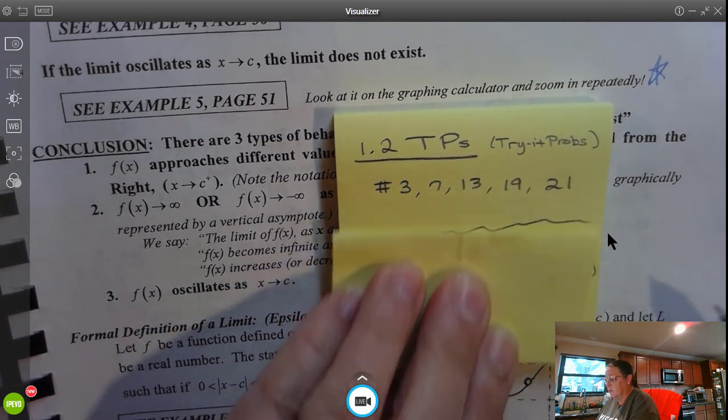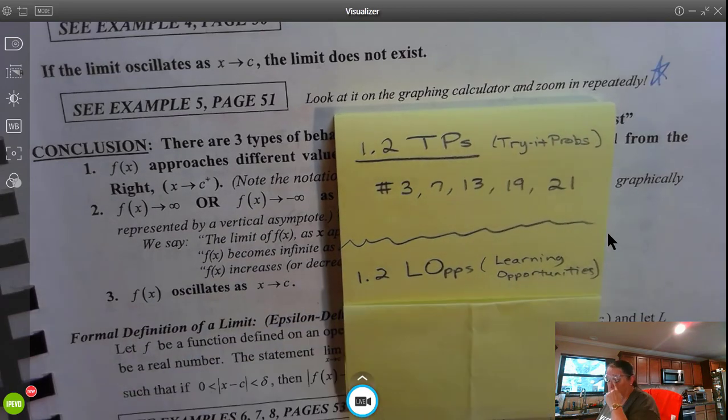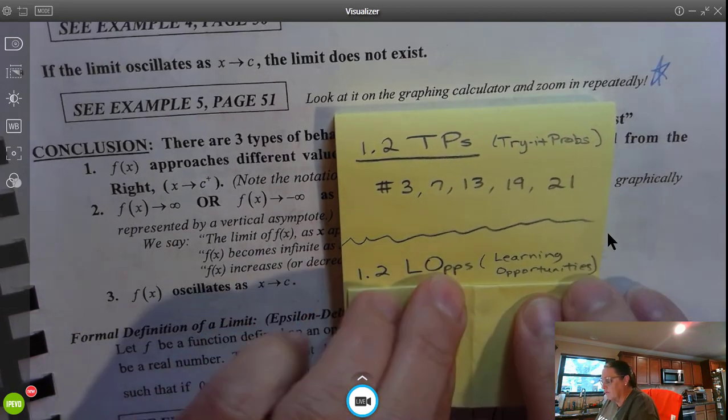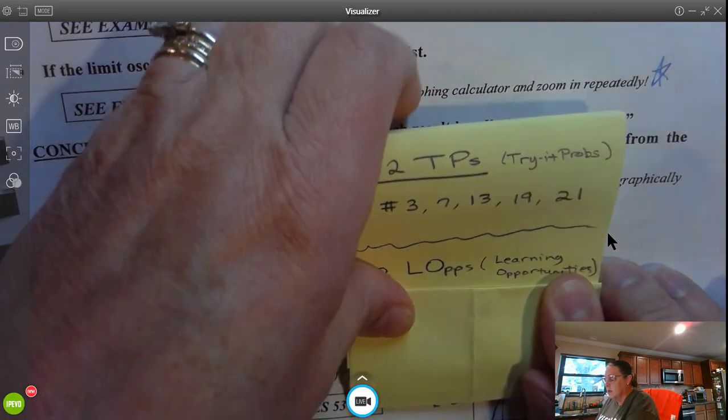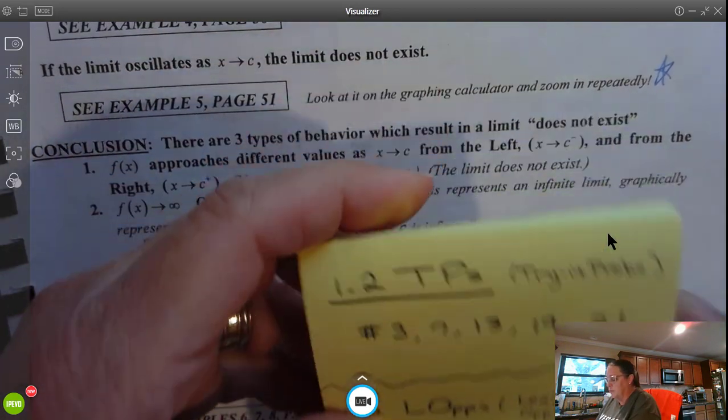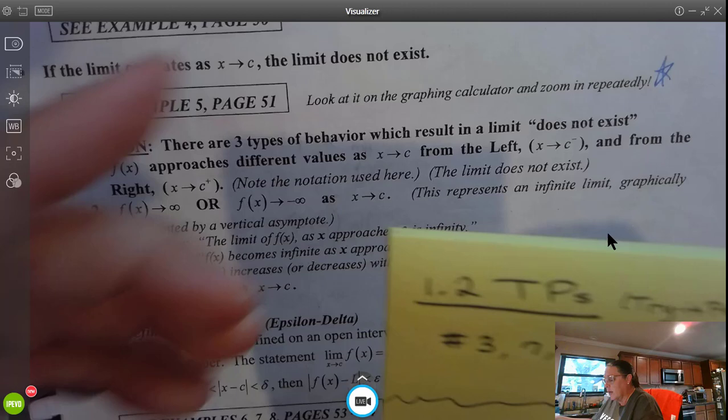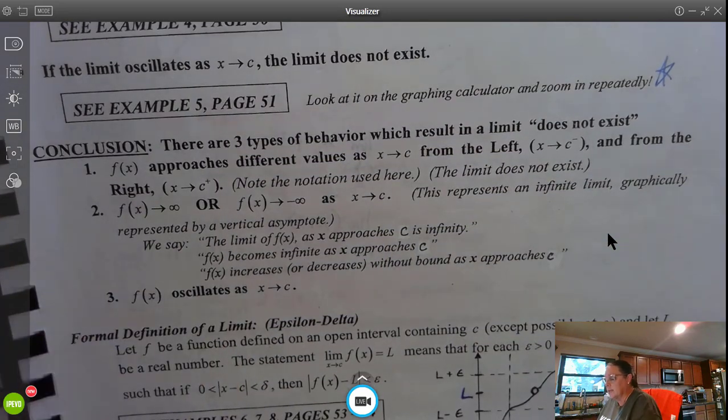Then you would have LOPs, learning opportunities, and that would be something you will do in the group work that follows the 30 minutes of big group time. You are going to have homework after today's class.